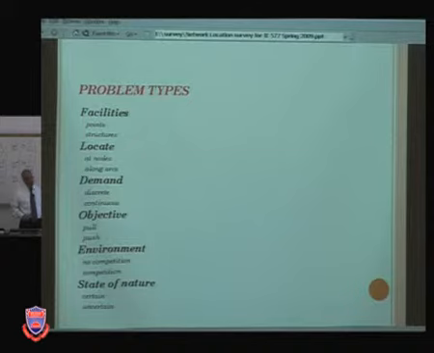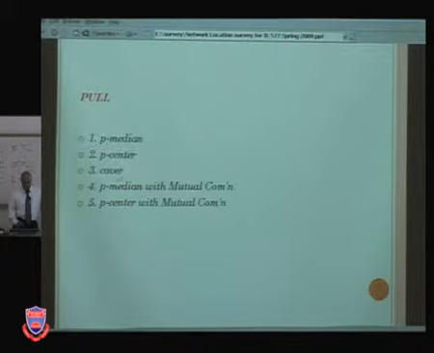Objectives can be push or pull type. You've seen only pull types of objectives so far. And the environment may involve competition with other facilities or no competition. The problems you've seen so far are facility location problems under no competition. Okay? The state of nature could be certain or random or uncertain, and we've looked at only deterministic problems that involve known states of nature.